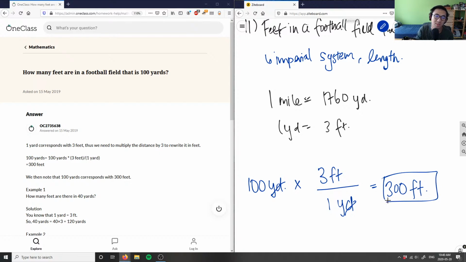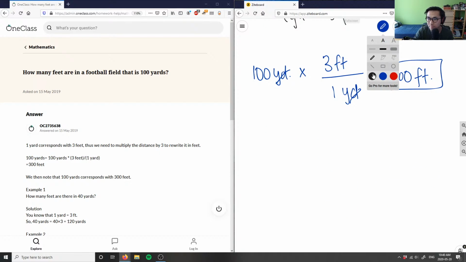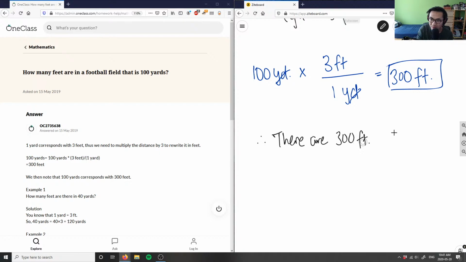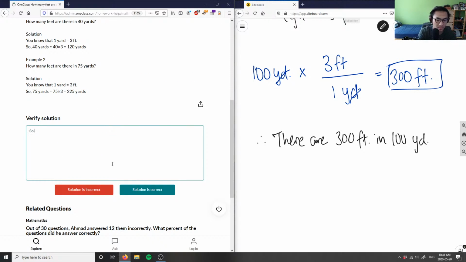So this here is our correct answer, and we can say that therefore there are 300 feet in 100 yards. So the solution is correct because they wrote 300 feet as well. Solution is correct. Good analysis. So that's actually 11 questions for the day.